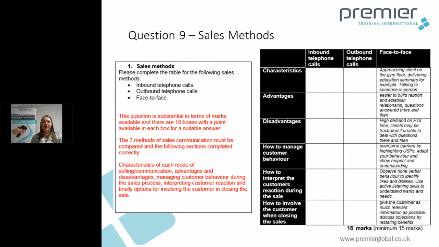In terms of managing customer behaviour, you may need to overcome barriers by highlighting USPs. You may need to adapt your behaviour to show respect and understanding for the client. In terms of interpreting the customer's reaction, you need to make sure that you observe verbal and non-verbal behaviour, so things that they say and the way that they react, to establish likes and dislikes. In terms of closing the sale, you need to give the customer as much information as possible and give them the opportunity to ask questions and obviously answer any questions that they may have.